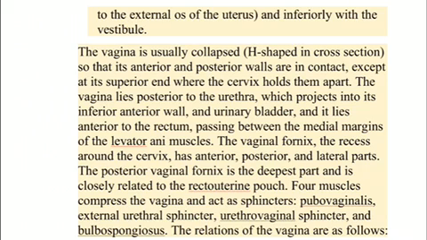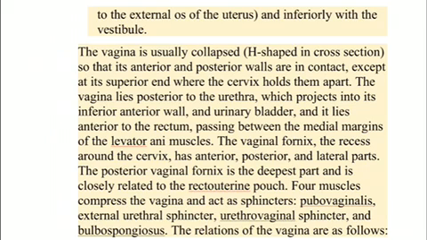There are 4 muscles that compress the vagina and act as sphincters. These muscles are the pubovaginalis, the external urethral sphincter, the urethrovaginal sphincter, and the bulbospongiosus.